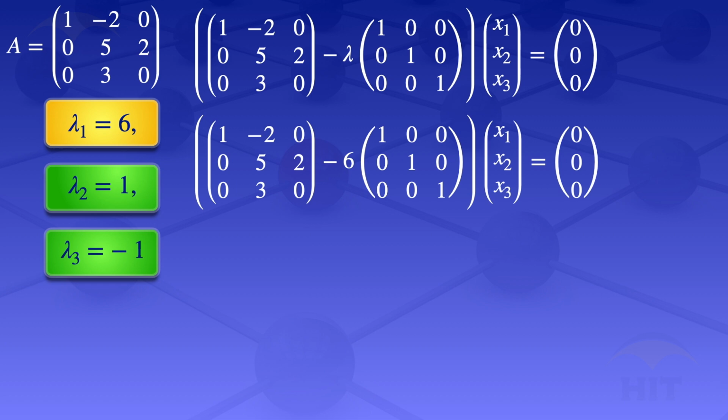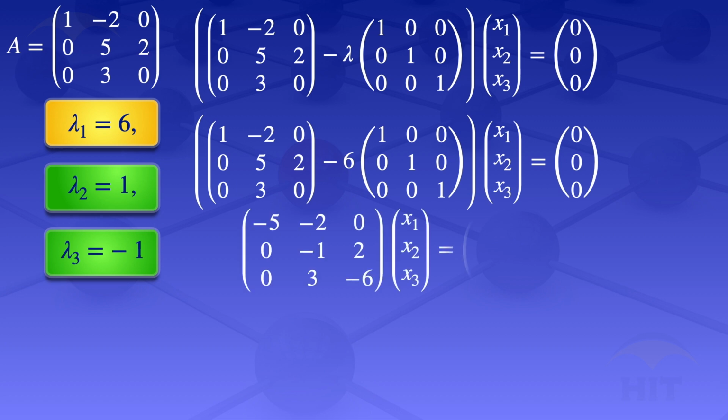So it will be 1 minus 6, which gives us a minus 5, 5 minus 6, which gives us a minus 1, then 3 minus 6, which gives us a minus 3. So that equation simplifies to minus 5, minus 2, 0; 0, minus 1, 2; 0, 3, minus 6, multiplied by the vector x equals the 0 vector.